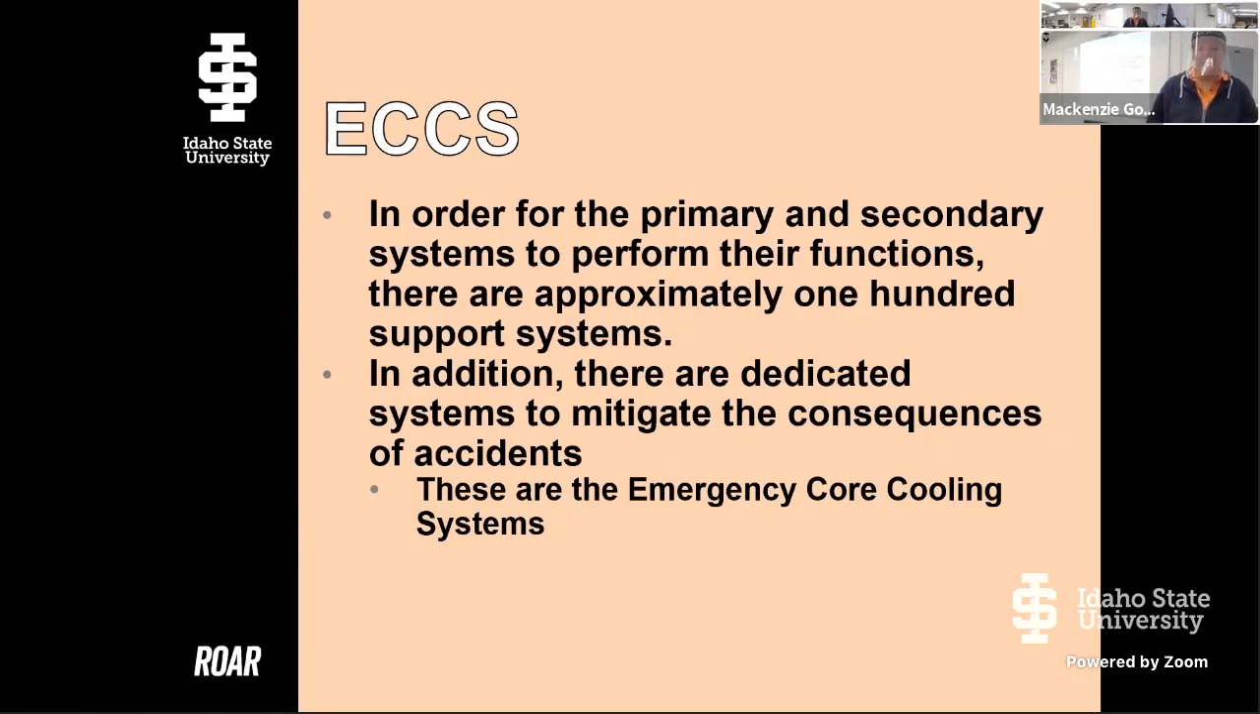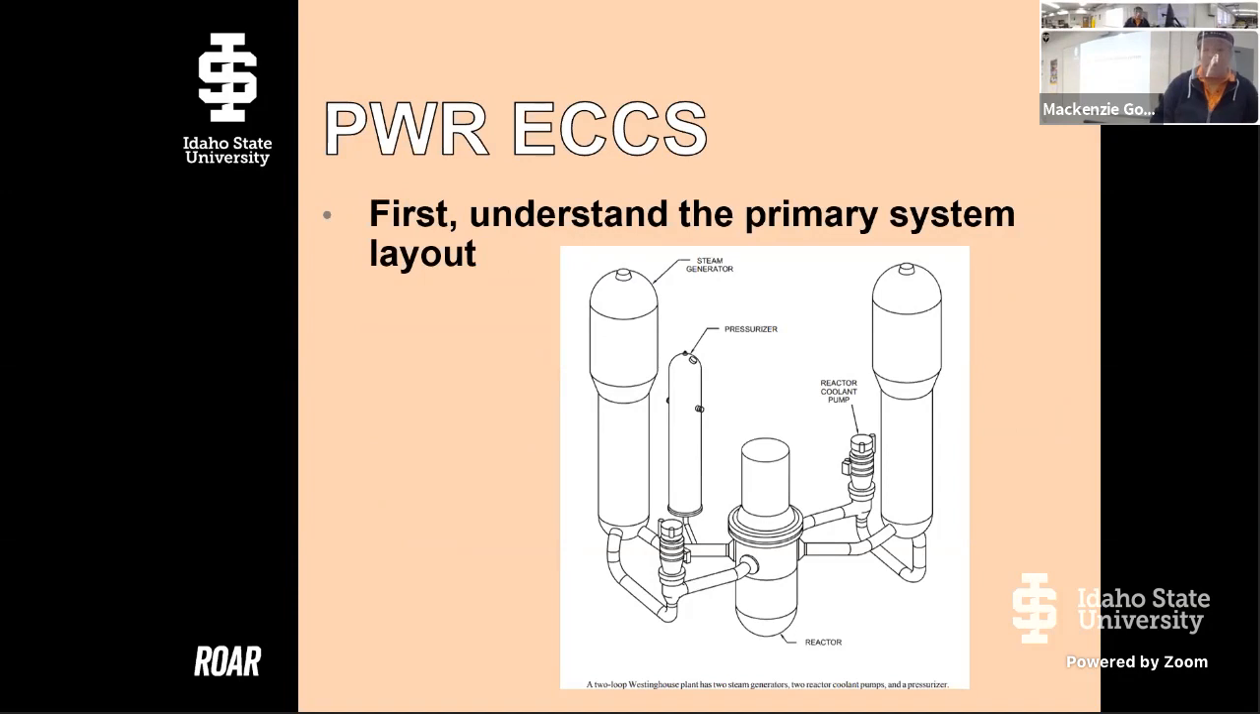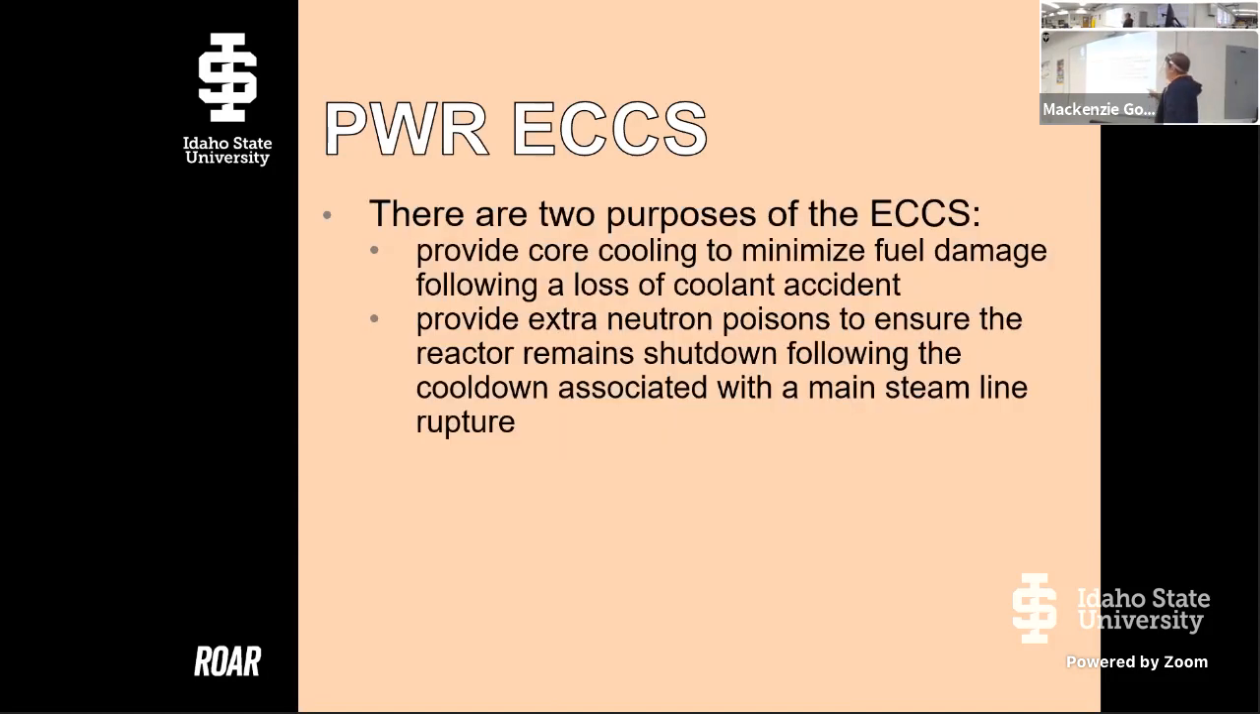Okay, so let's understand the ECCS a little better. So we see this picture, right? We have our reactor, we have pumps, we pump that to our steam generators, and then we have a pressurizer, right? So this is a 2-loop Westinghouse PWR, okay? ECCS is going to provide core cooling to minimize fuel damage following a loss of coolant accident.